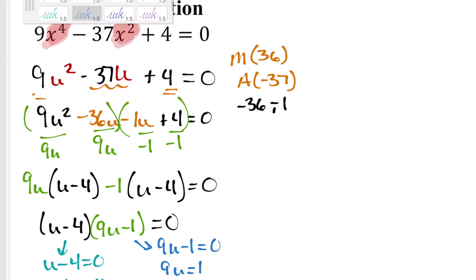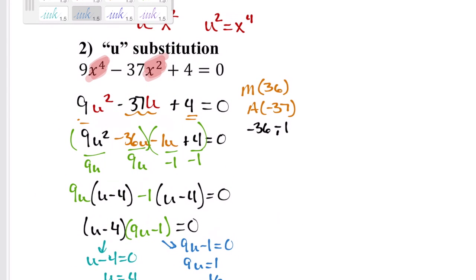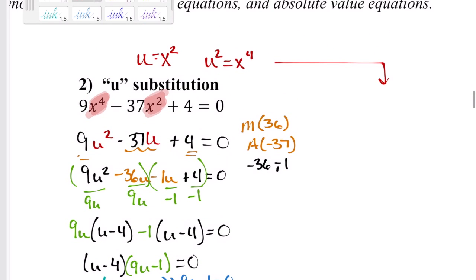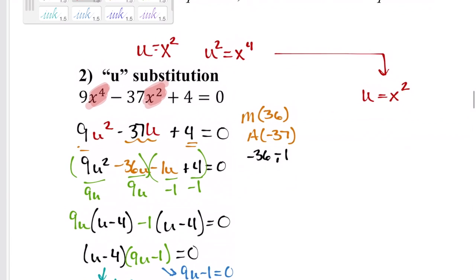So then from here, remember this is u, and I want to figure out what x is. So this is when that substitution comes back. I know that u is equal to x squared, and you can plug it into either of those u substitutions. It doesn't matter, you're going to get the same thing. I like to work with smaller exponents, so I'm going to use the u, and I'm going to plug each of these u's that I found in.